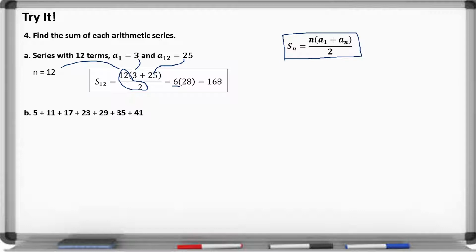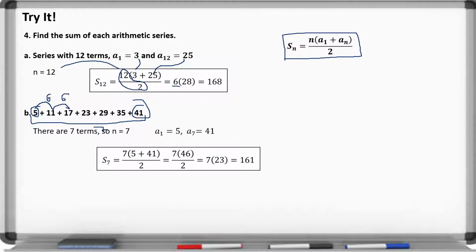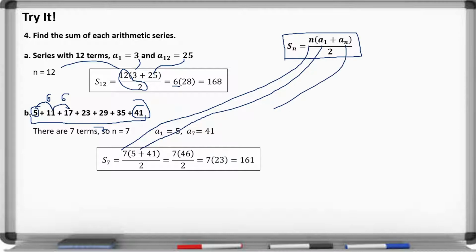So for part B, this is also a series. If you notice, the common difference between each term is actually 6, so we know that d is equal to 6. We also know that we have 7 terms here, so n is equal to 7. And we also know the first and the last term. So all we need is the number of terms, the first and the last term, to be able to calculate this. Plugging it into the formula, we know that n is 7, a1 is 5, and the last term is 41.